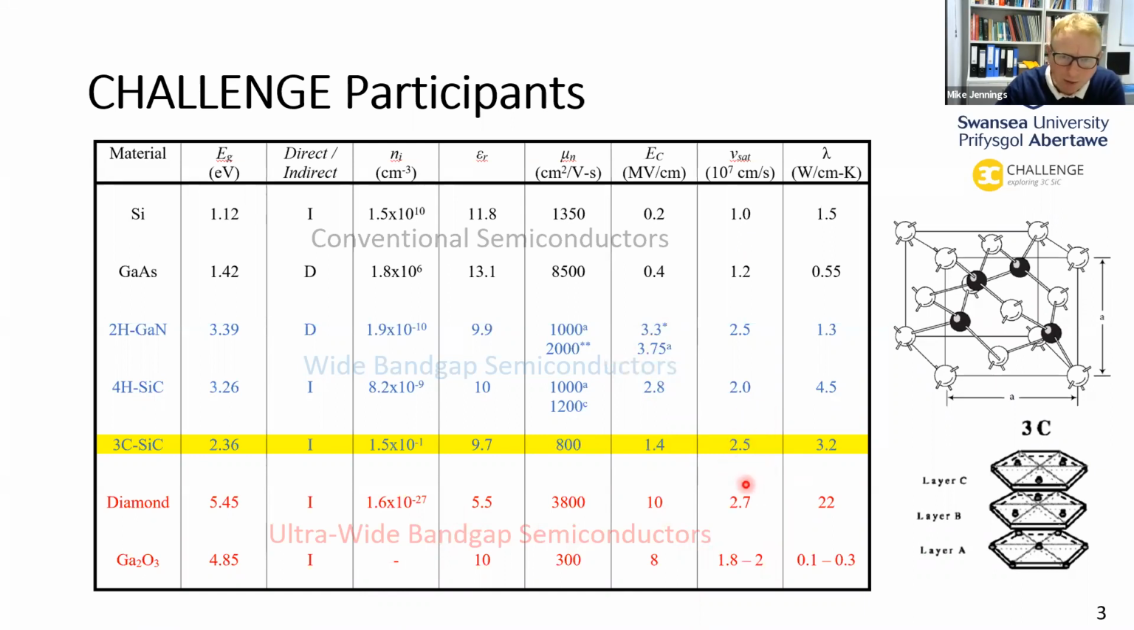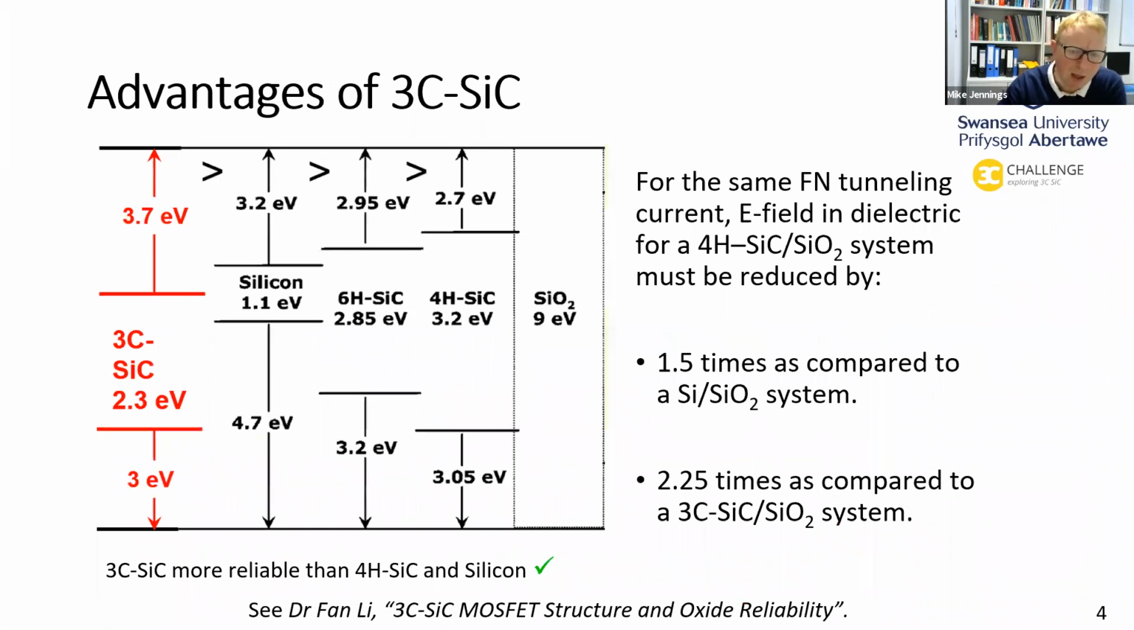Saturation velocity, 2.5 times 10 to the power of 7. And crucially, the thermal conductivity is comparable to 4H silicon carbide, certainly much better than silicon. This gives us, again, the possibility to operate in harsh environments and high temperatures. But one of the major benefits for cubic silicon carbide is the oxide, the MOS interface.